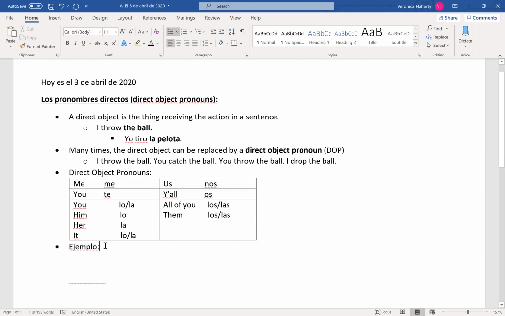So here's a quick example. Yo tiro la pelota, tú coges la pelota. Tiro means throw, and coges means catch. I throw the ball, and you catch the ball. We're going to replace the ball in the second sentence with a direct object pronoun so it sounds less repetitive, okay? So when we do that, it looks like yo tiro la pelota and tú la coges.